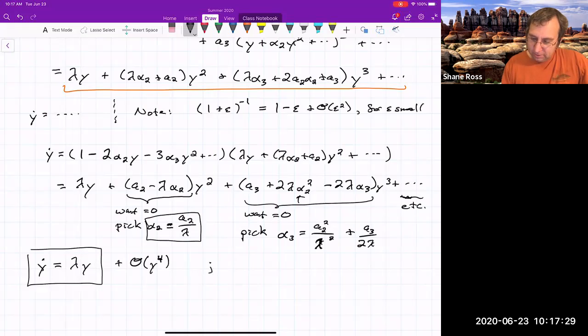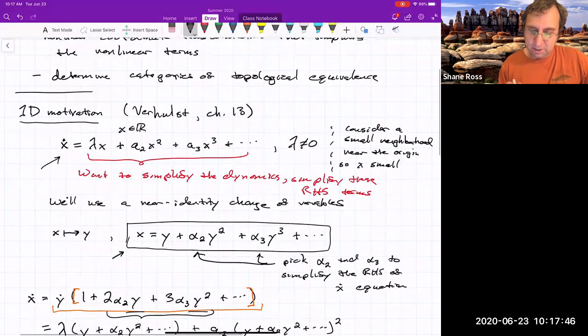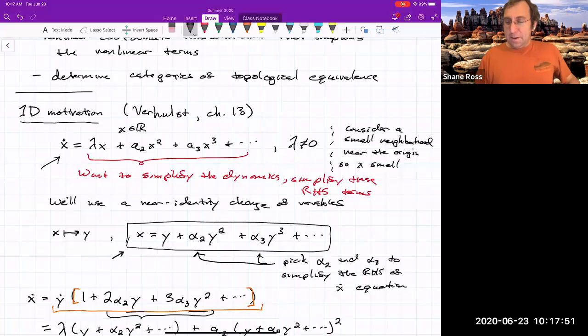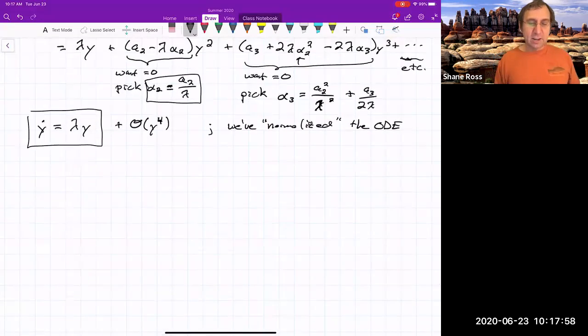So in the language of Verhulst, we've normalized the ODE. What does that mean? Well, we've shown that even though this may have looked complicated originally up here, x dot equals, oh boy, there's some nonlinear things there. And remember, we're assuming x is small. So very close to the origin, the dynamics of that nonlinear equation for x are equivalent to this completely linear equation for y.